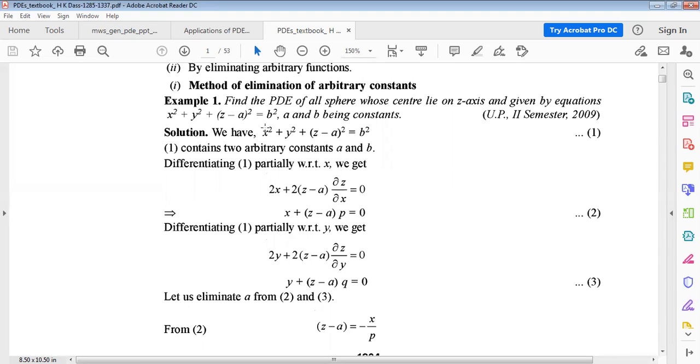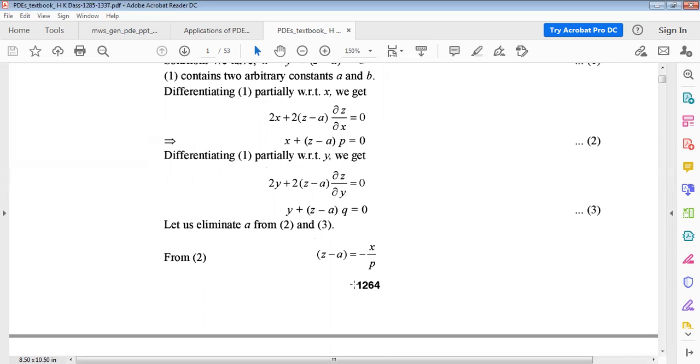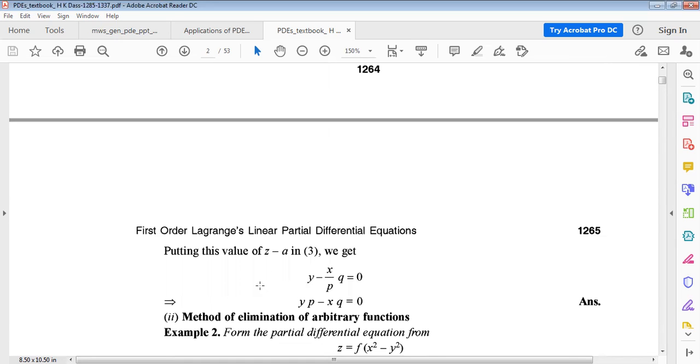Again differentiating one with respect to y. Similarly with respect to y, x square will be 0, and y square will be twice y. This gives 2 into z minus a del z del y equals 0, and del z del y we denote as q. Now to eliminate a and b from 2 and 3, there is a constant a in 2 and another constant a in 3. So from equation 2 we can write z minus a equals minus x by p. Now putting these values in equation 3, we get this differential equation. This is the partial differential equation.